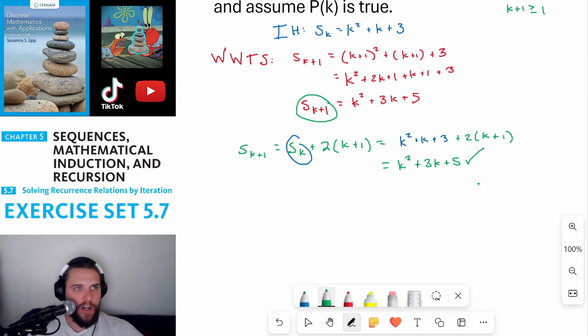And that's what we wanted to show, that S sub k plus 1 equals k squared plus 3k plus 5. And that means that P of k plus 1 is true, which means that P of n is true for all integers n greater than or equal to 0 by mathematical induction.